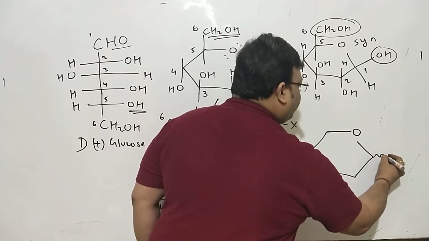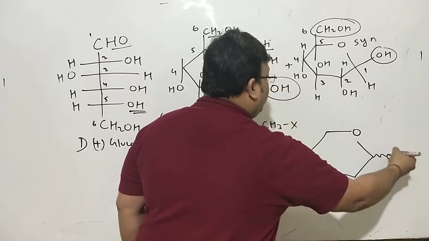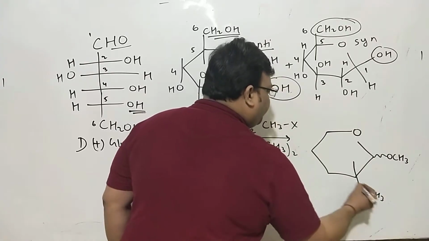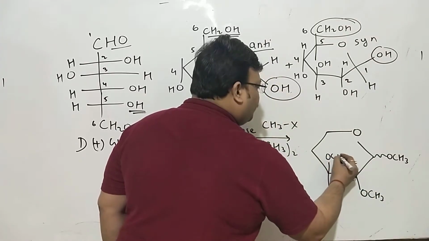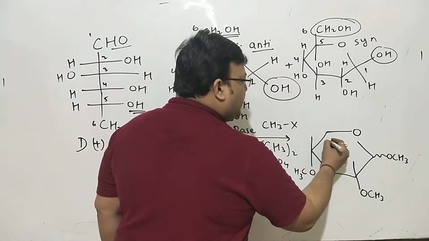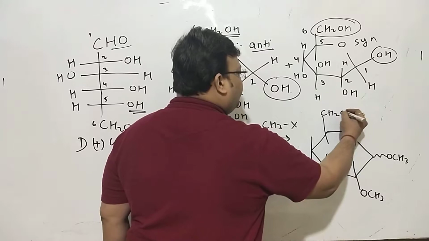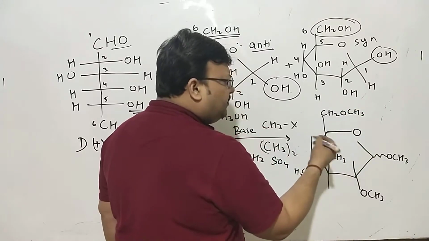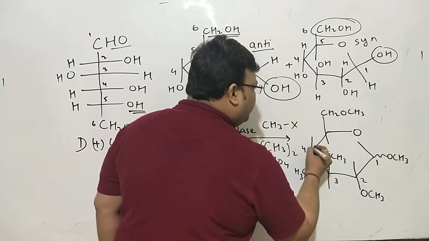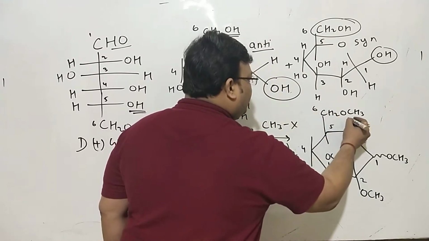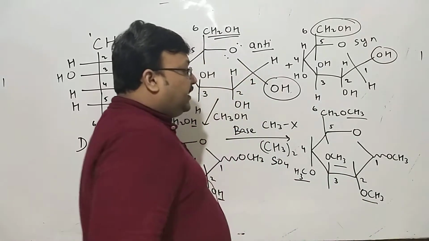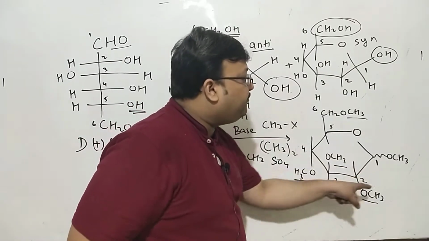So, this was already methylated. Now at carbon 2, it will become OCH3. At carbon 3, it will become OCH3. At carbon 4, it will become OCH3. And carbon 5, this will become CH2OCH3. Excuse me for the little mess-up. Carbon 1, carbon 2, carbon 3, carbon 4, carbon 5 and carbon 6. And now there are 4 more methoxy groups, eventually 5 methoxy groups.